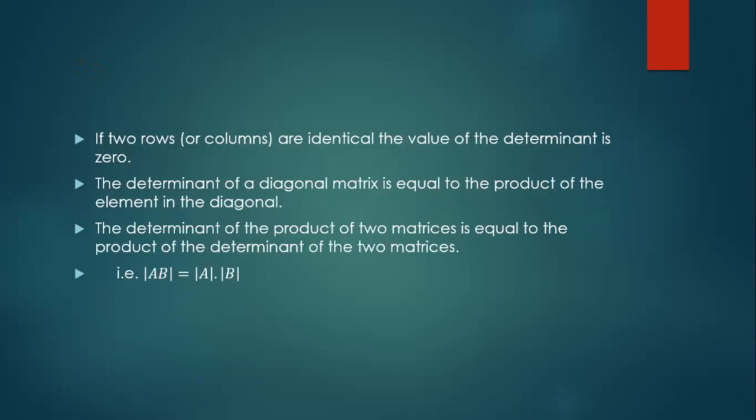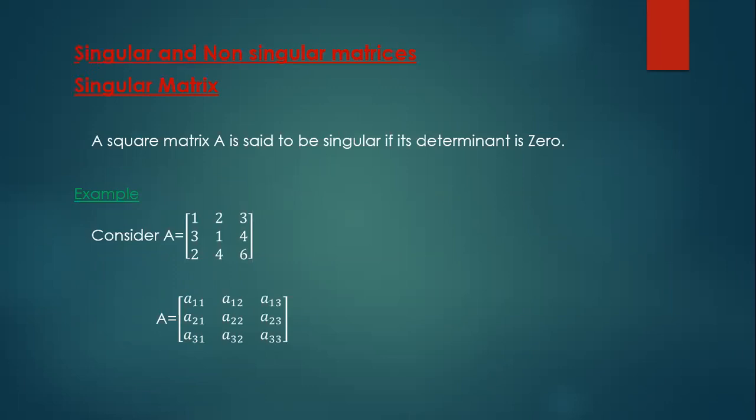If two rows or columns are identical, the value of the determinant is 0. The determinant of a diagonal matrix is equal to the product of the elements in the diagonal. The determinant of the product of two matrices is equal to the product of the determinants of the two matrices. That is, the determinant of the product of two matrices A and B is equal to determinant A into determinant B.